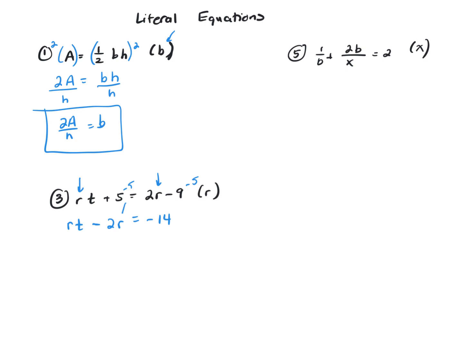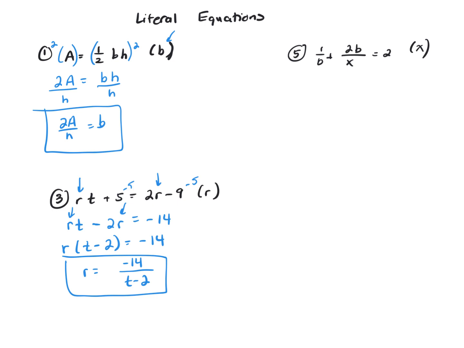Now, I still see an r here and an r here, and what I'm going to do is factor the r out. We haven't talked about factoring yet, but I will in a future video. R is common in both terms, so factor it out. Divide both terms by r, but you've got to leave the r out front. Equals negative 14. Now solve for r. You want to divide both sides by t minus 2. That's r equals negative 14 divided by t minus 2.